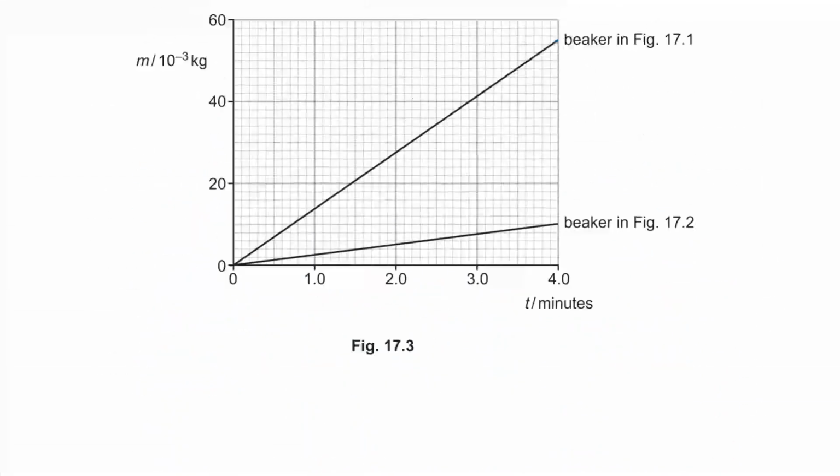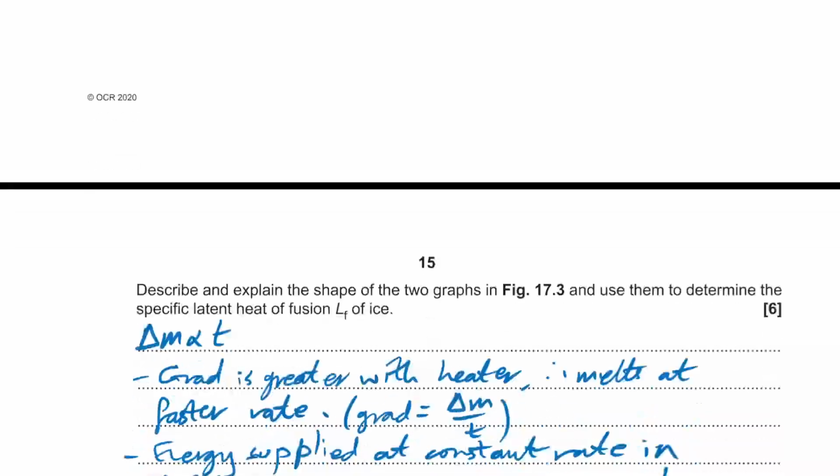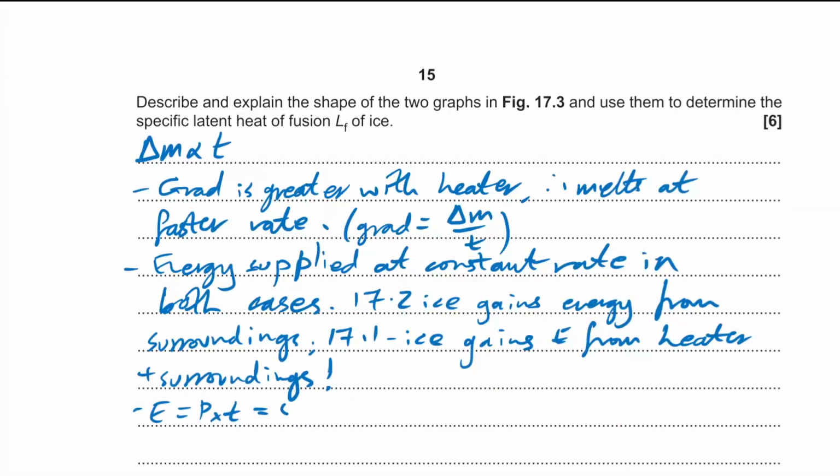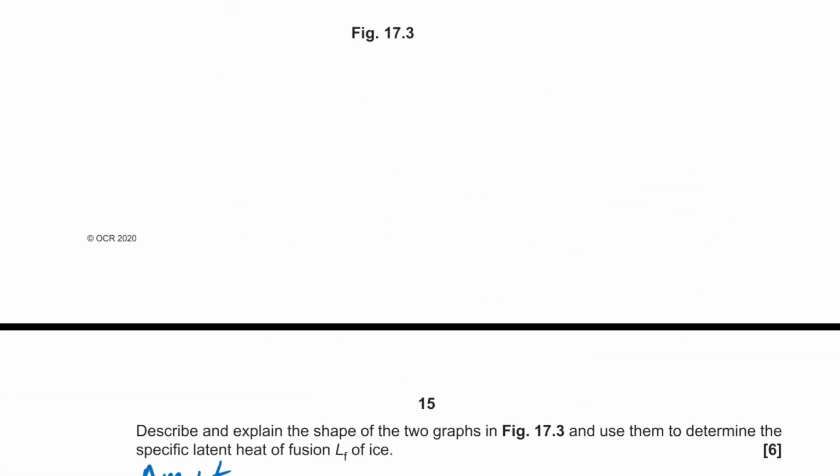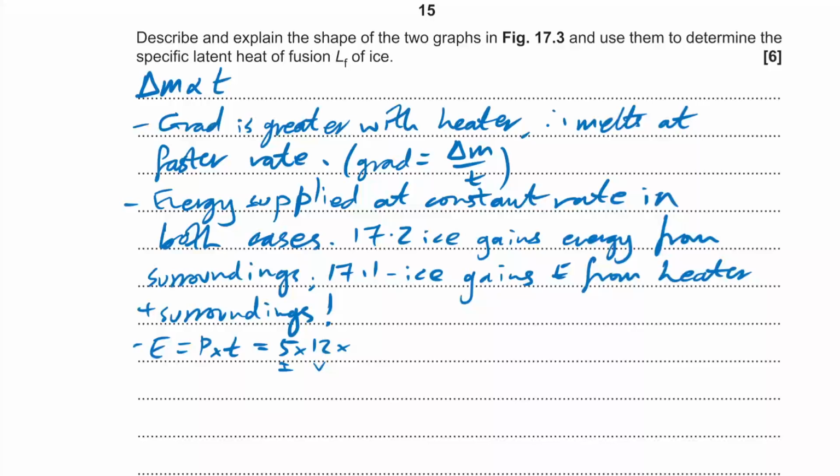So the power is going to be V times I, so that's 5 times 12, because that's V and I. Times the time, let's go with the total time, so 4 minutes. So times by 4, but then we need to turn that into seconds as well. So 60 times 4. And so we're going to end up with 14,400 joules of energy going into the one in 17.1 due to the heater.